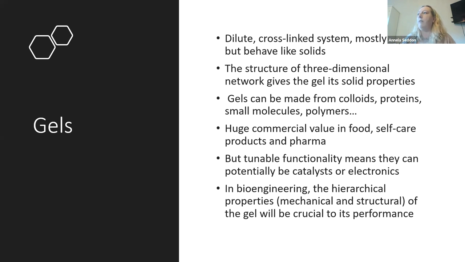And particularly relevant for maybe some people in this audience, in bioengineering, if you want to make, for example, a three-dimensional scaffold to grow stem cells and differentiate stem cells in, we know that the hierarchical properties, things like the mechanical properties and the structural properties of the scaffold, have a huge impact on the type of differentiation process that may occur. And so if we understand this, we can potentially custom design much better gel-based materials.